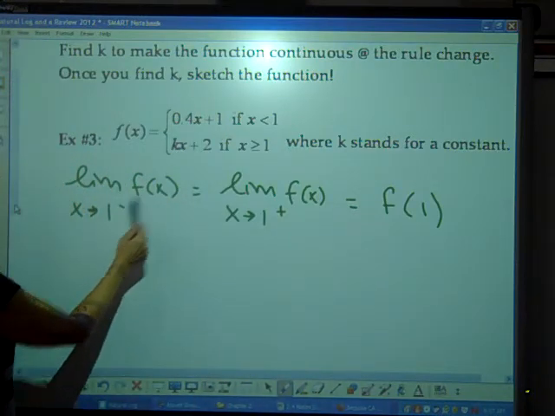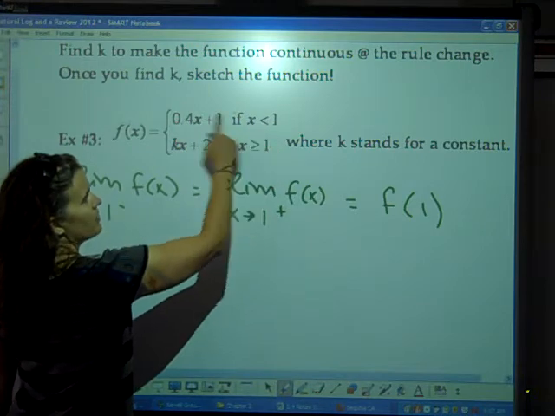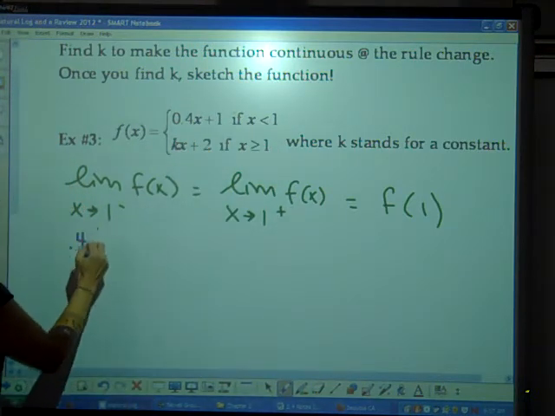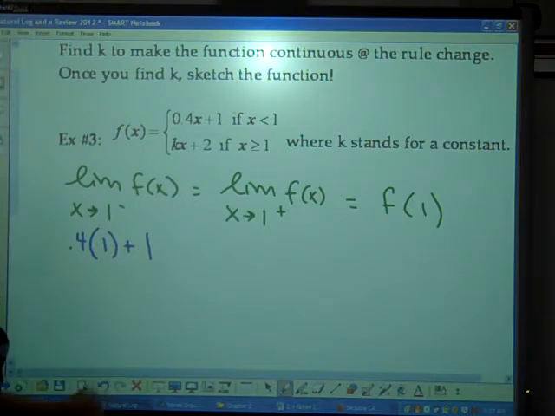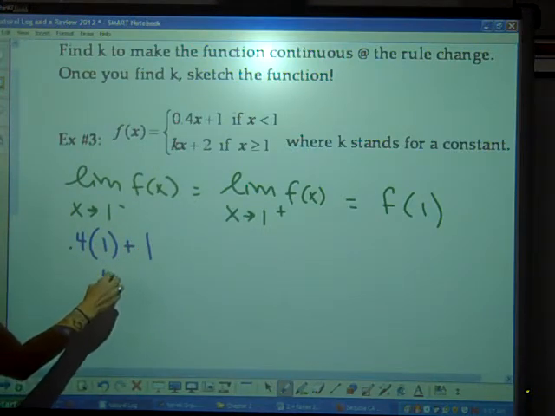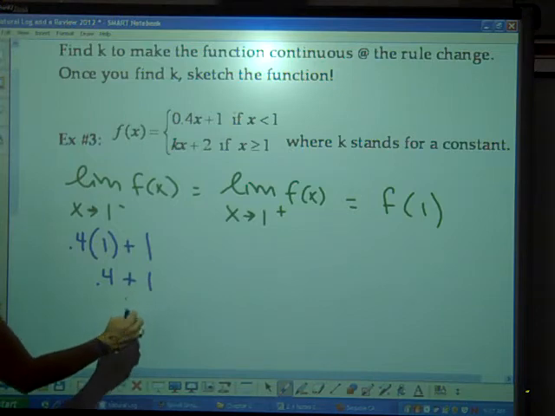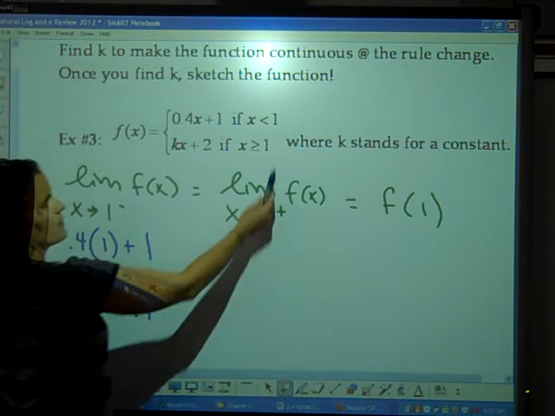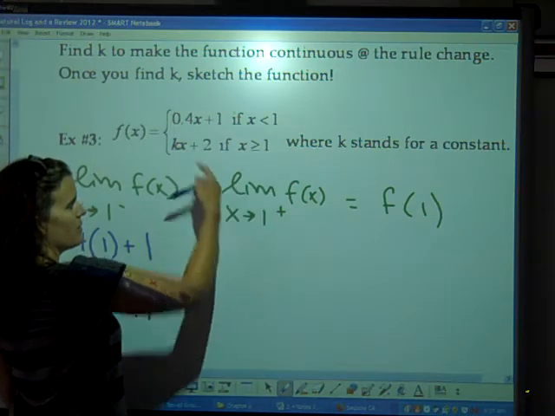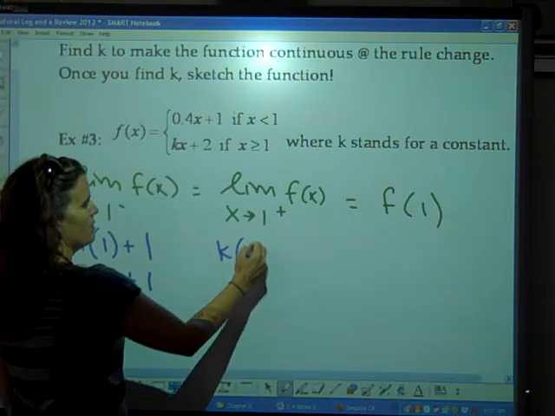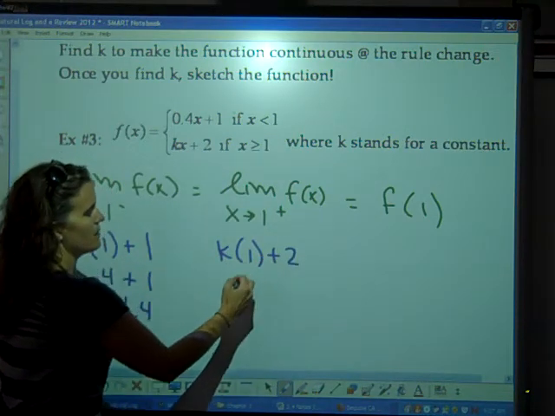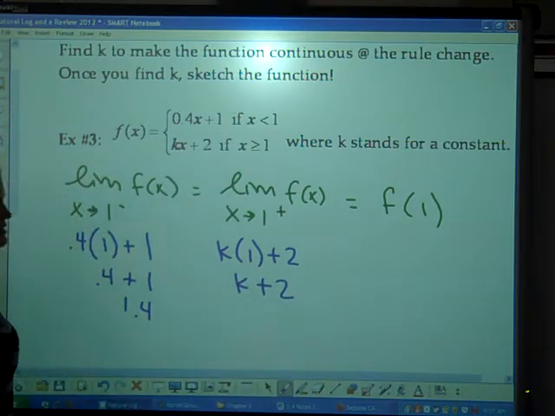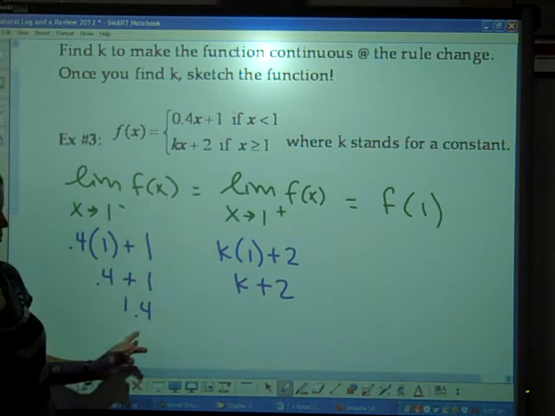So the limit as we approach 1 from the left, well, to the left of 1 we're using this rule. So I'm going to plug 1 in here. So 0.4 times 1 plus 1. So 0.4 times 1, we're at 0.4 plus 1, we have 1.4. From the right, we're going to plug in 1 into this equation. So k times 1 plus 2, k times 1, k plus 2, k plus 2. So that's all we know right now, is the limit from the left is 1.4.